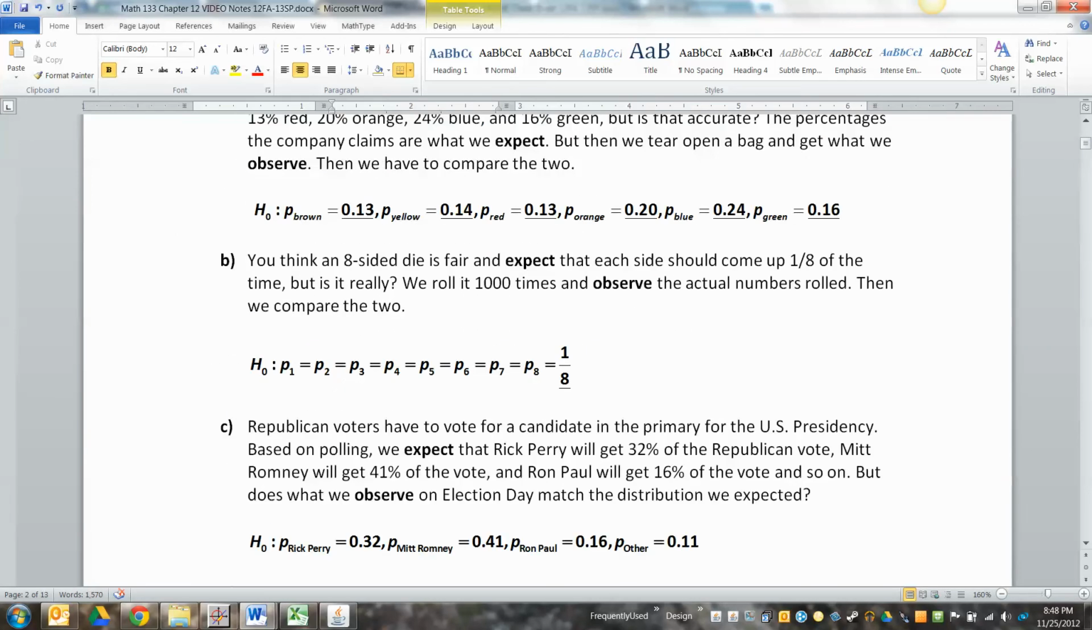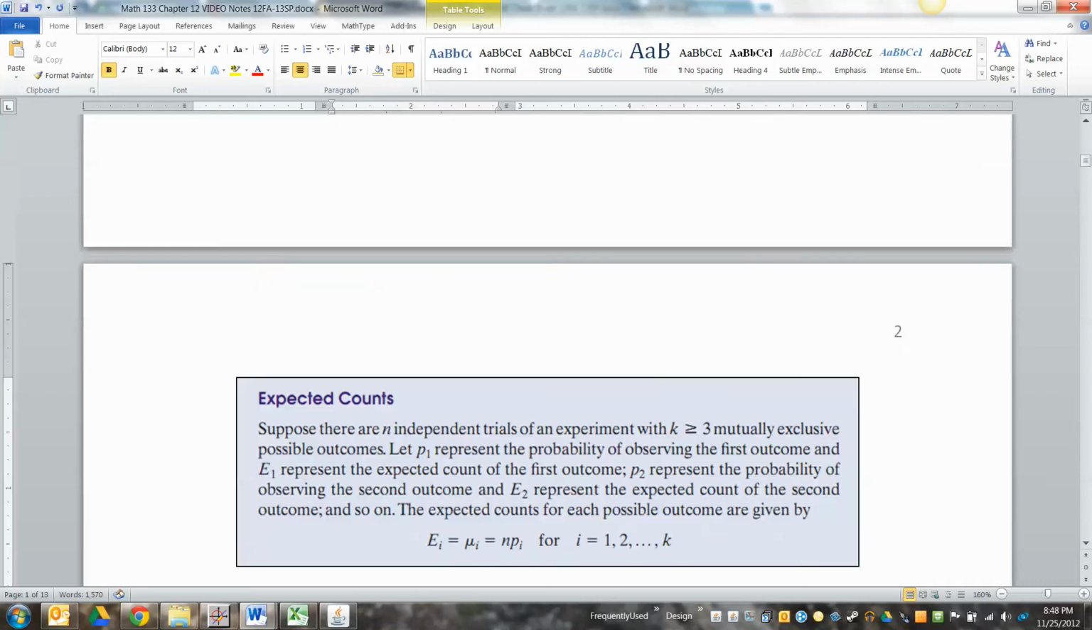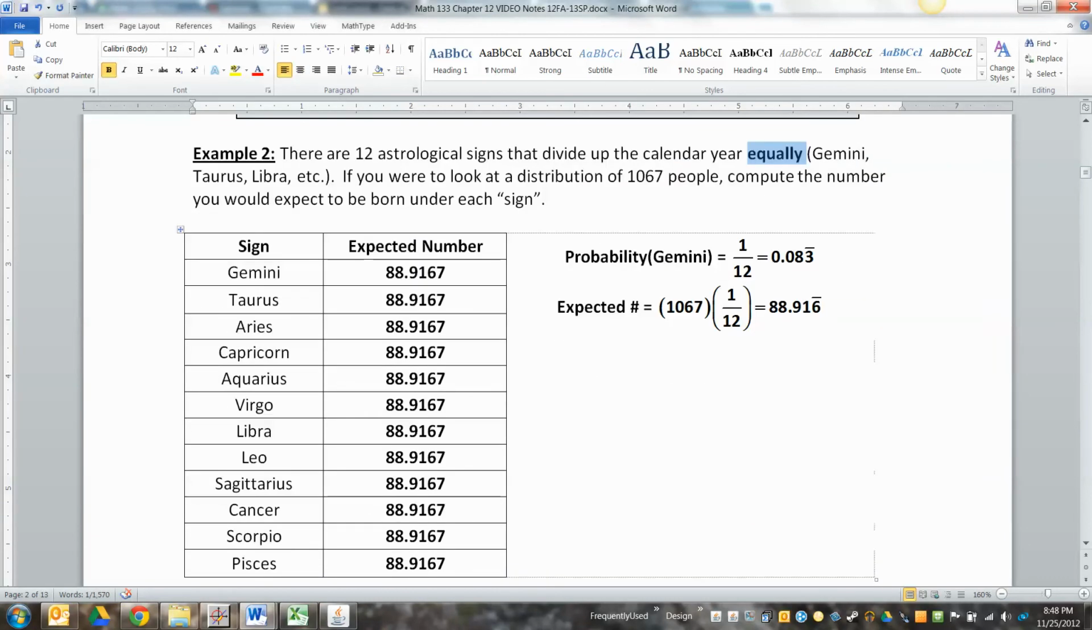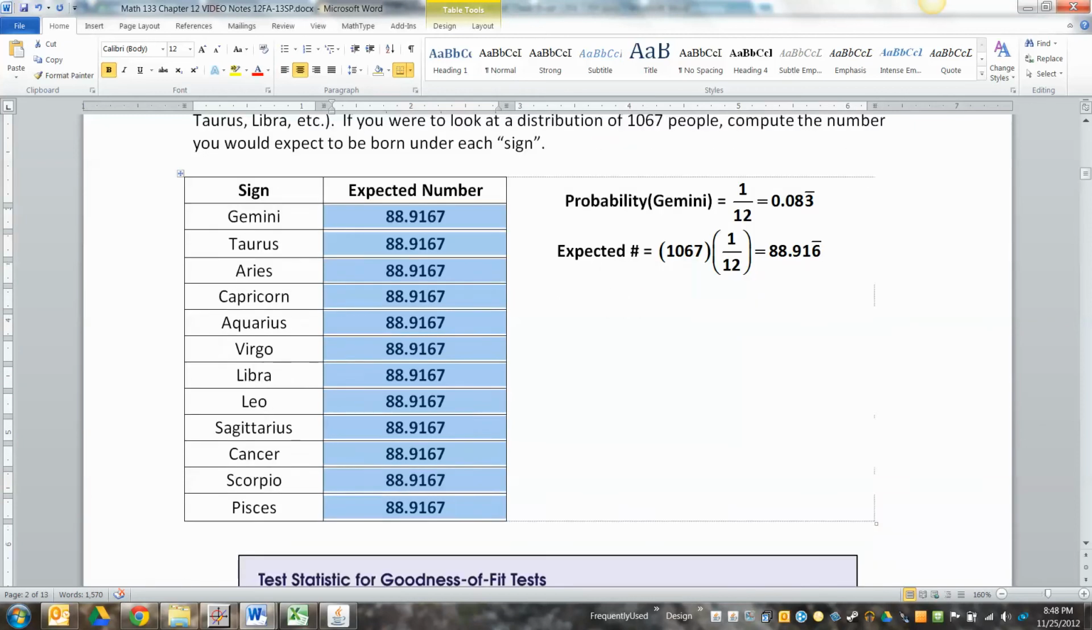Like if you were doing, oh, I don't know, this M&M one here, the orange ones should happen more often than the green ones, say, or something like that. But this particular one, because the astrological signs divide up the year, everybody see that word, equally, yeah? That's why each one of these is the same. If it wasn't equal, then they wouldn't be the same.